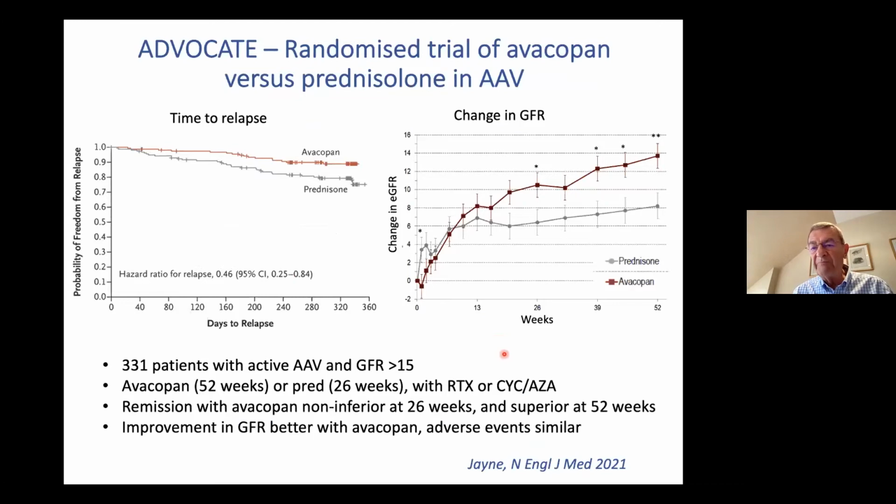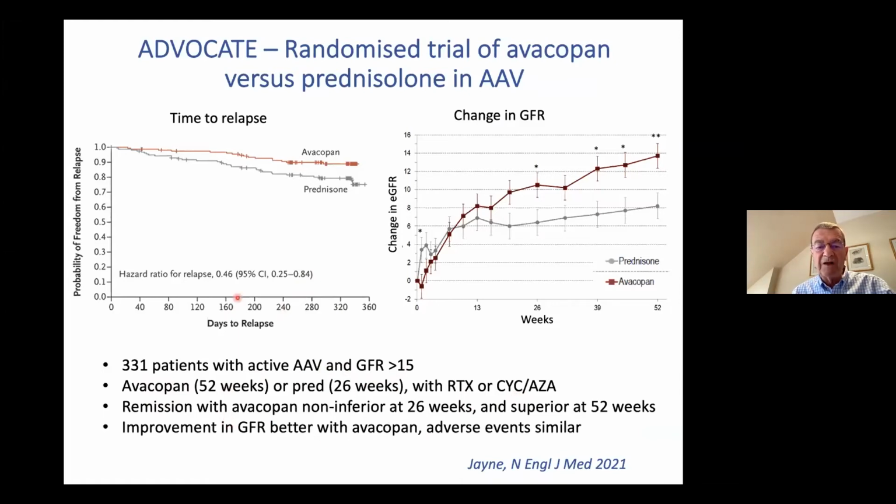However, there's another approach to sparing steroids, and that is the use of alternative agents such as complement blockers. And I mentioned earlier the CLEAR study, which was the short-term study of avacopan. This is the longer-term study of avacopan versus prednisolone for induction in vasculitis. This included over 300 patients with preserved kidney function using avacopan continually for 52 weeks or prednisolone tapering over 26 weeks, following either rituximab or cyclophosphamide induction.